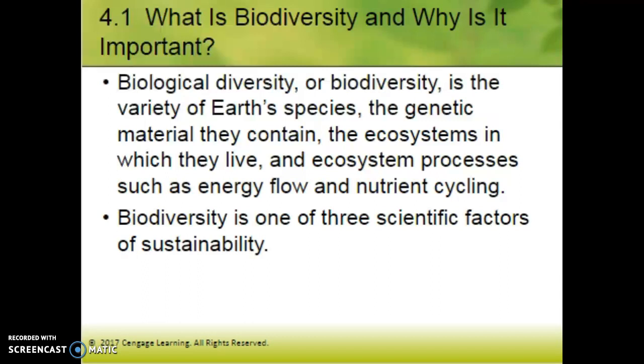Diversity of life, because it's biodiversity. We may be talking about any number of types of diversity, and we'll talk more about those later. Biodiversity is absolutely one of our 3 scientific factors of sustainability. That's something your book ties back to a lot. So it's one of the key tenets and key parts of this course.